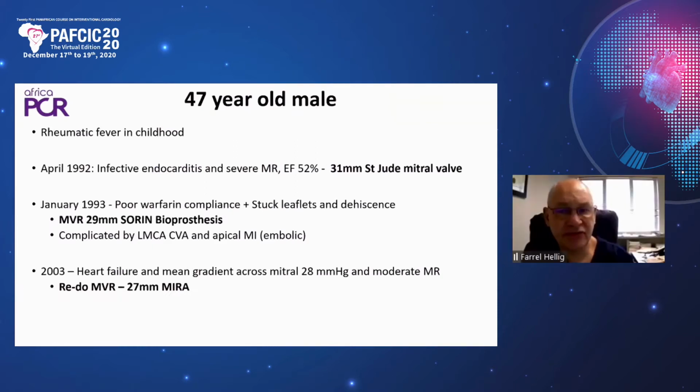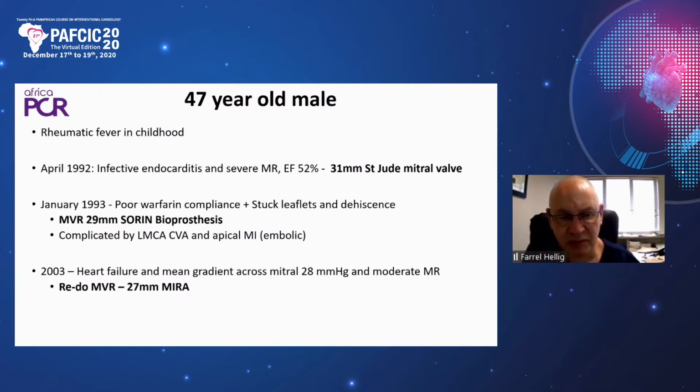So the patient is a 47-year-old male who had rheumatic fever in childhood, and in April 1992 had infective endocarditis with severe mitral regurgitation and had a 31 millimeter St. Jude mitral prosthesis implanted surgically. And then a year later, due to poor warfarin compliance, which is a common problem that we have in young patients who get prosthetic valves in Africa, he presented with stuck leaflets and valve dehiscence, and because of his poor warfarin compliance, was given a mitral bioprosthesis, a 29 millimeter Sorin valve.